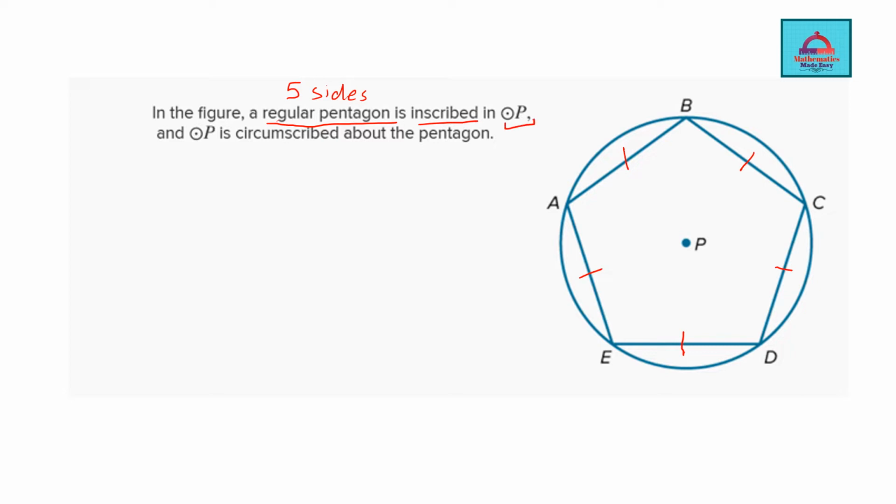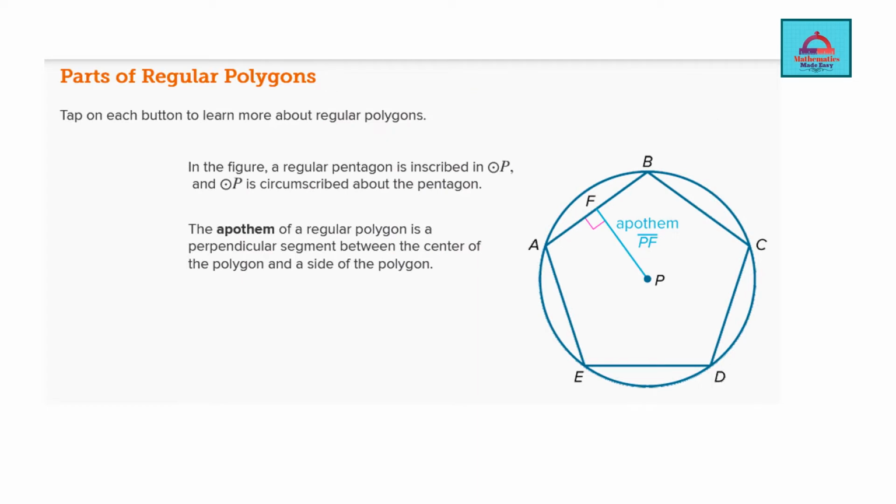You have this big circle which is surrounding the vertices of the regular pentagon, and it has center P. So this P is also the center of the pentagon. The circle is circumscribed about the pentagon, with its center at point P. So this is one part of the regular pentagon. All sides are equal, and now we'll get to know some more terms.